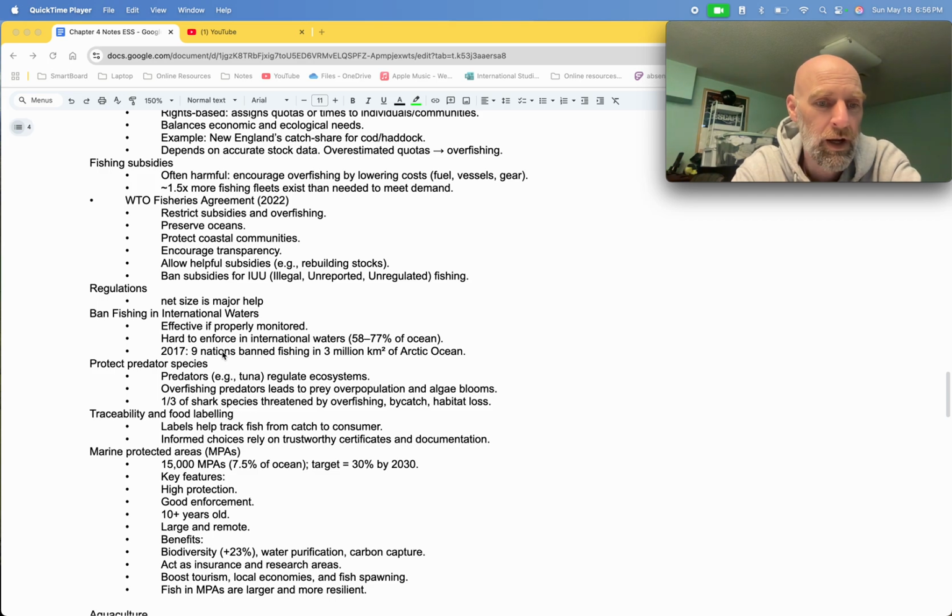Benefits are that biodiversity increases by quite a bit, along with water purification and carbon capture. They act as insurance and a research area. Ooh, hadn't thought about that. So you might be able to take a look at those fish stocks there. They boost tourism, local economies, and fish spawning. So, yep. Fish in MPAs are larger and more resilient. Why? Because they get to live longer.